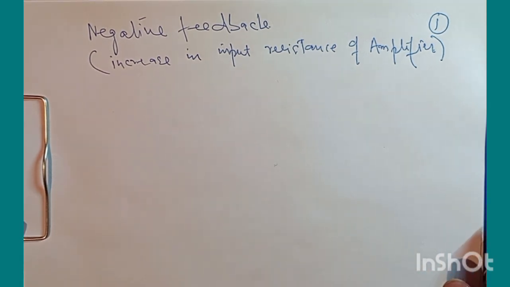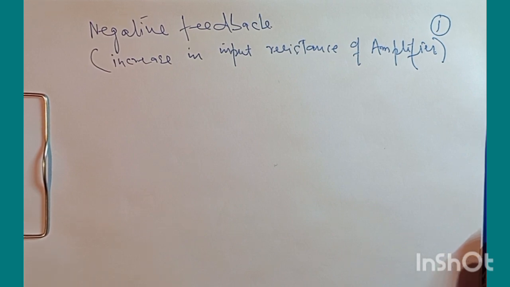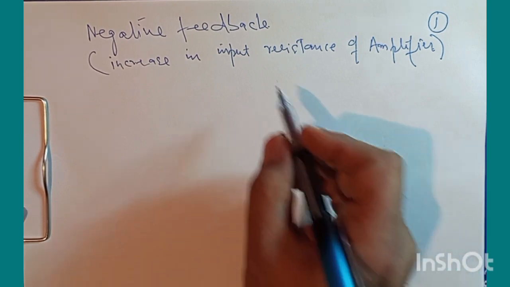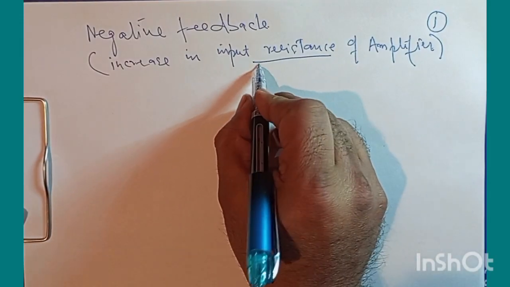So, dear students, in this video, we will further take on the advantages of making use of negative feedback to an amplifier, and one of the important implications of negative feedback to an amplifier is that we can increase the input resistance of an amplifier, or effectively talking, input impedance.